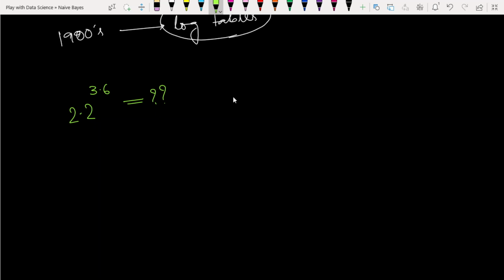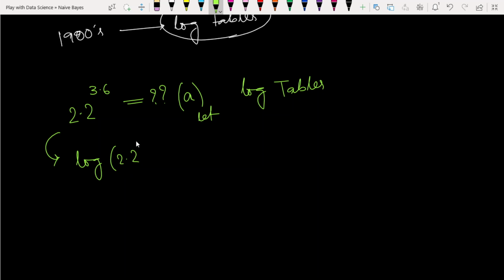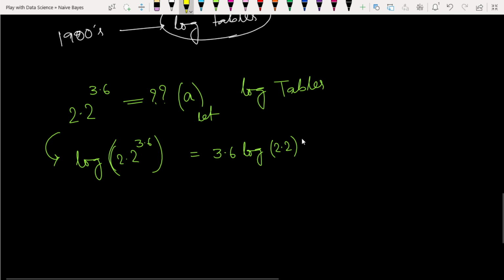In the past we had log tables. Let this value be a. We take the log on both sides. Then the value will be 3.6 times log of 2.2, and using the log table we can easily find this value.